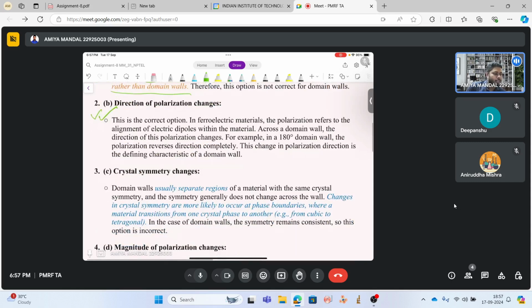This is the correct option, in which, for ferroelectric materials, the polarization refers to the alignment of electrical dipoles. So across the domain wall, what we will find is that the direction of polarization changes. Only the direction of polarization is changed.